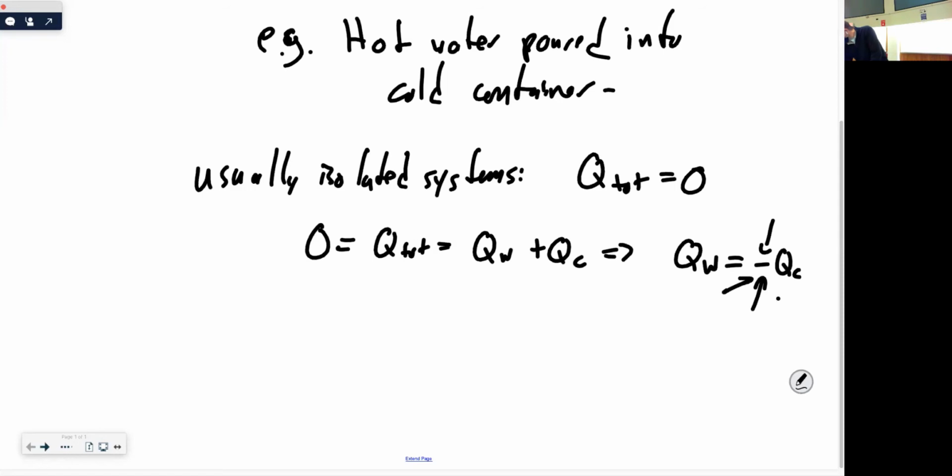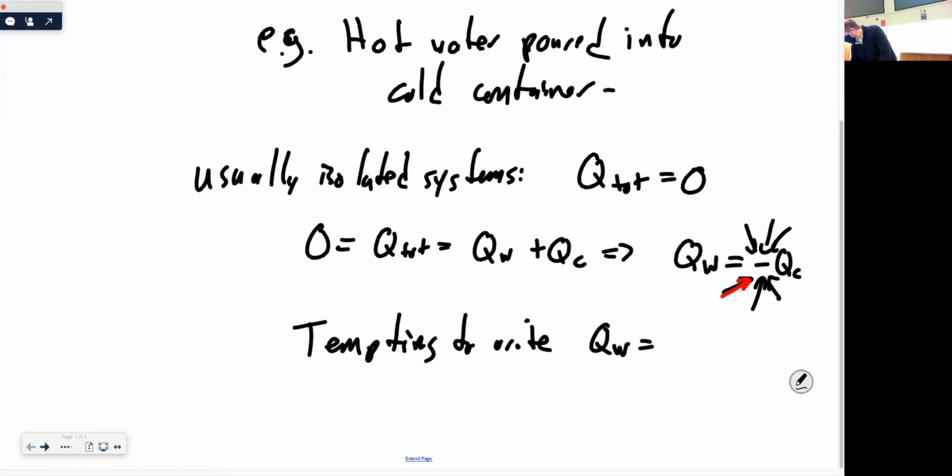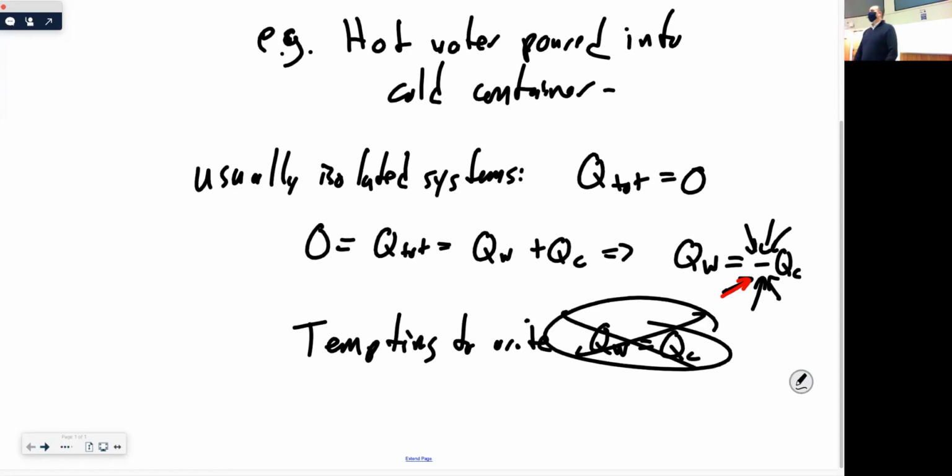I'm going to do like 6 arrows pointing towards it. Maybe I'll make one of them red. Okay. I'm even going to write, tempting to write Q_W equals Q_C. It is not. Make sure, if you're going to write that in your notes, make sure there's a big circle around it with an X over it, because that's not right. Okay, don't do it. The energy that is gained by one of these has to be lost by the other. There has to be a negative sign in there. Okay.